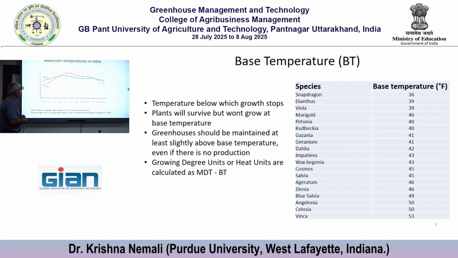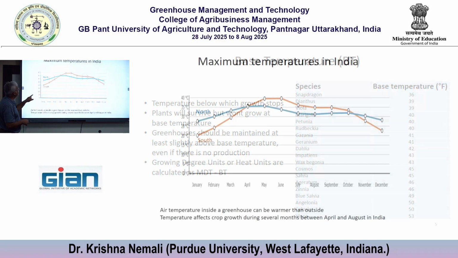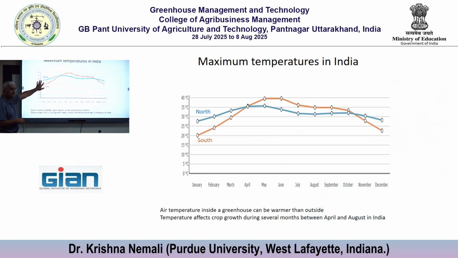So here is, I think this is generalized for India. I got this information from the web, but you can see the different months on the x-axis, and temperature in Celsius in the northern and southern parts of India. Different months are doing differently. This is the average temperature.